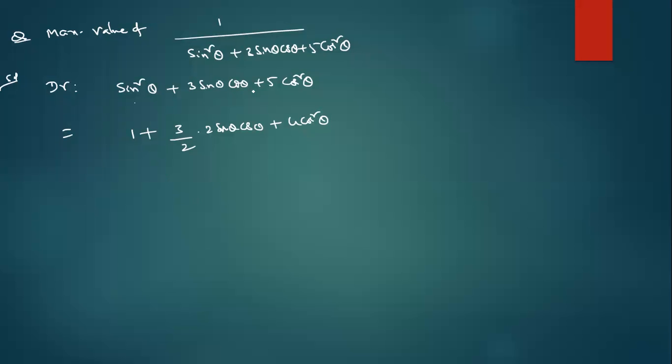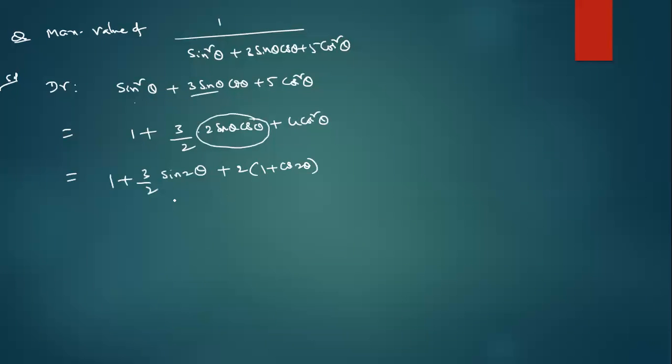What is the answer, dear students? 5 means 1 plus 4, split into 2 terms. Sin square theta plus cos square theta is 1. Multiply and divide with 2. What is this one, anyone? 2 sin theta cos theta. Anyone remembering? Multiple angle, sin 2 theta. Plus 4 cos square theta means 2 into 2 cos square theta. How to write? 1 plus cos 2 theta.